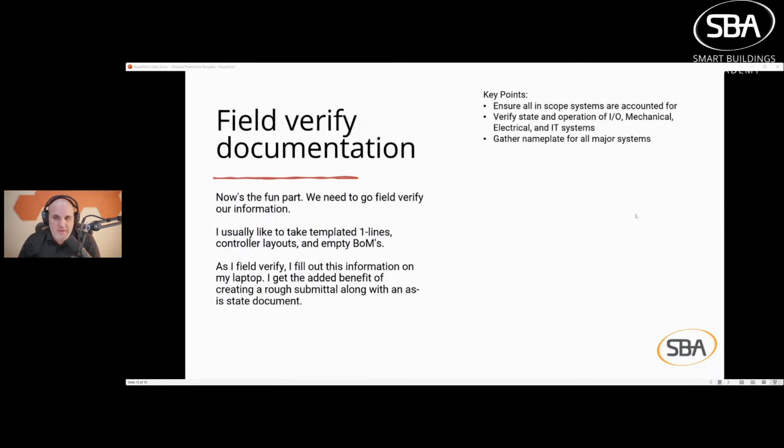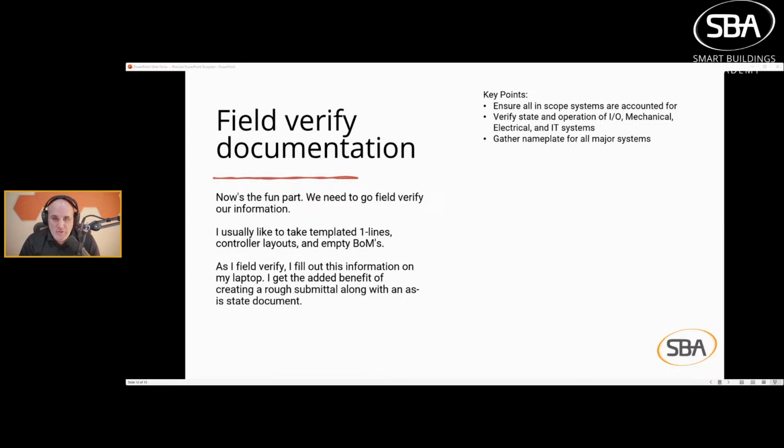All right, now we got to field verify documents. This is the fun part, right? We get to go out in the field, walk around, hopefully have some fun. What I like to do, and it's a little different, and really odd the first time, is usually only when the job's already booked or there's a high likelihood of us winning the job. I take a laptop with a pen stencil on it, and a template one line. So it's kind of just a ductwork or a pipe layout, template controller layout, and an empty bill of materials.